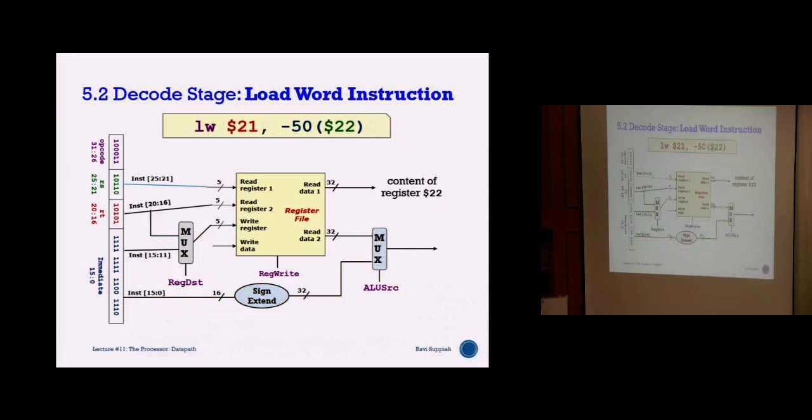In a load word instruction, what we saw is the current structure already supports load word. Correct? Why? Because this is your RS, which is 22, and this is 21 and minus 50. So the current setup already works because this multiplexer here can select that this is my target register, and this is my RS register, and this is my immediate value. So the current setup already works as it is.